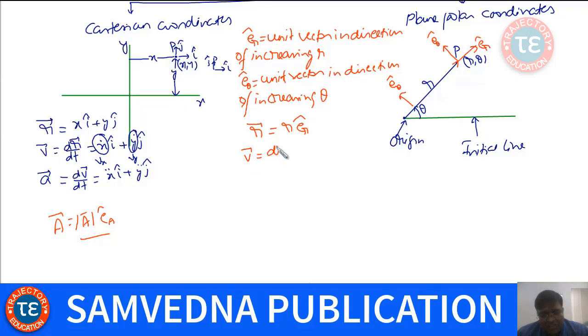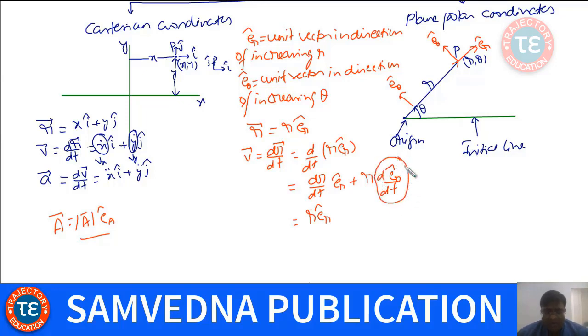What's the velocity? Velocity is simply dr by dt, as d by dt of r times ER. Alright, so this is your r dot here, and what's this thing? See, remember, unlike this i cap and j cap, this unit vector ER and E theta are not constant vectors. I cap, j cap used to be unit vector as well as constant vector because its magnitude is 1 and direction also remains same. But this ER and E theta, the magnitude is always 1 because they are unit vectors.